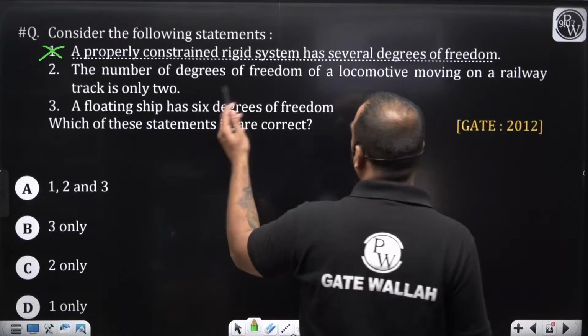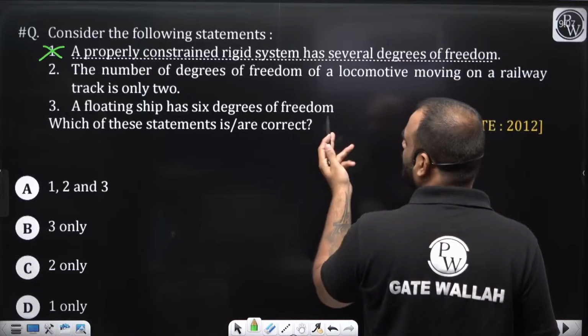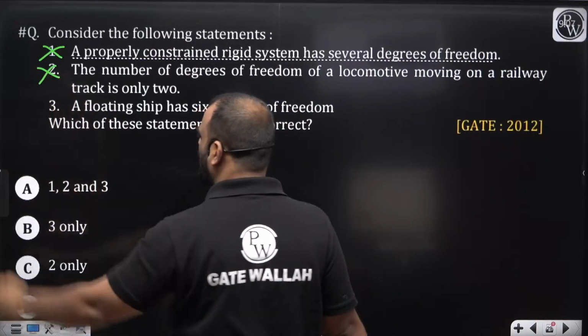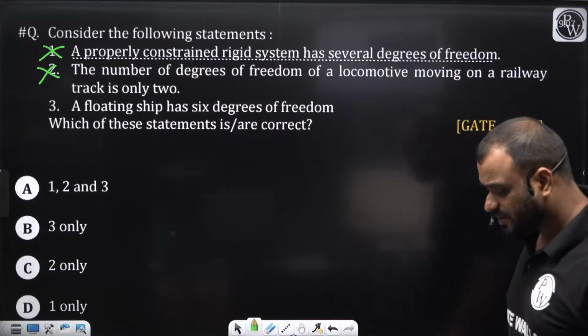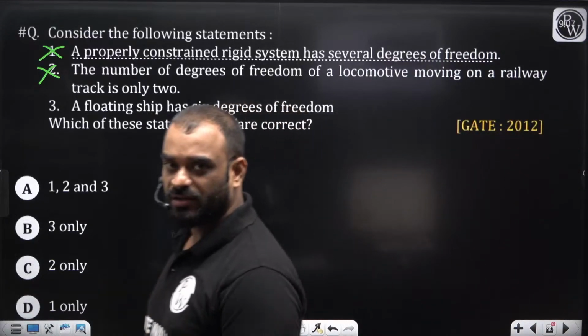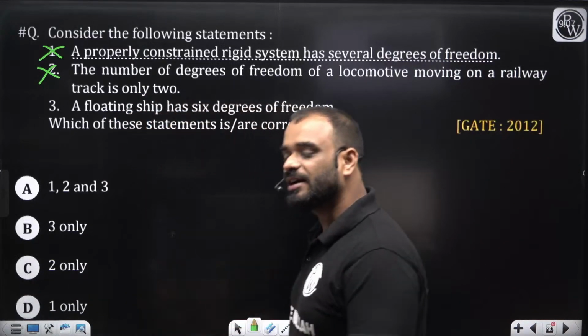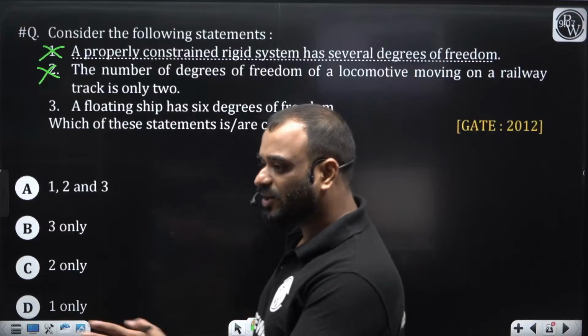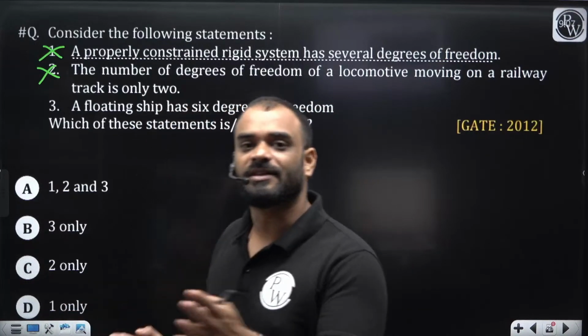The number of degrees of freedom of a locomotive moving on a railway track is only 2. No, it is 1. Why? Because you know, guys, the train engine can move in one direction only, right? It is moving in a single direction. Why is the train trying to turn? Because the track is turning, right?